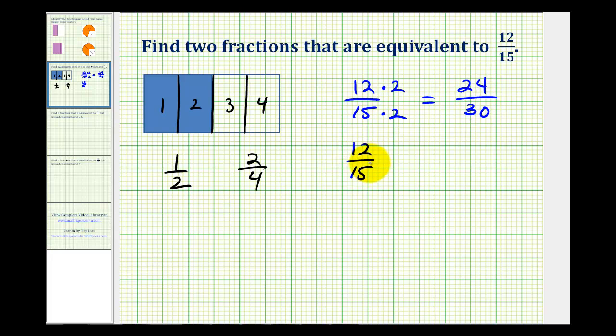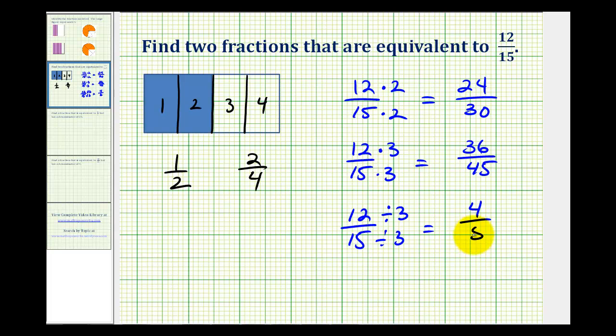Well, we could also multiply the numerator and denominator by 3 and find another equivalent fraction. Here we'd have 36/45ths. But we could also divide the numerator and denominator by the same value. But we would want to divide the numerator and denominator by a common factor. So in this case, notice that 3 is a common factor of both 12 and 15. So if we divide 12 by 3 and 15 by 3, we'll have an equivalent fraction. So 12 divided by 3 would be 4, and 15 divided by 3 would be equal to 5.